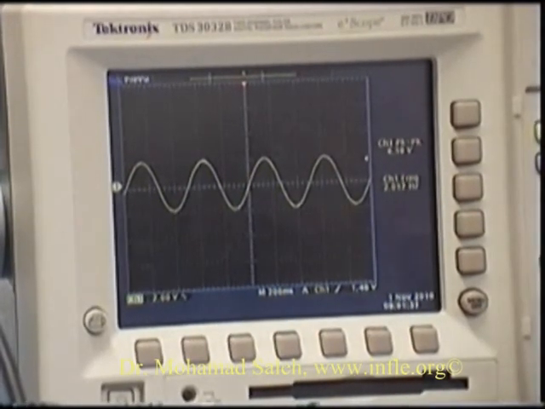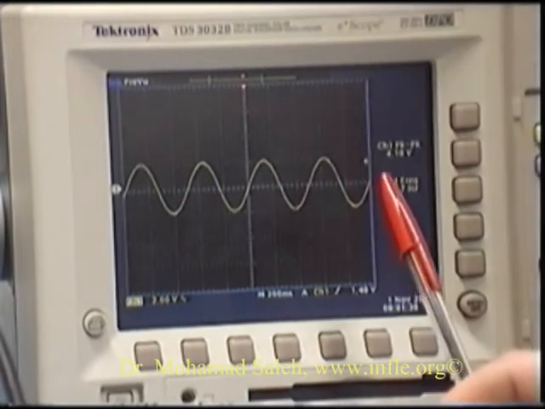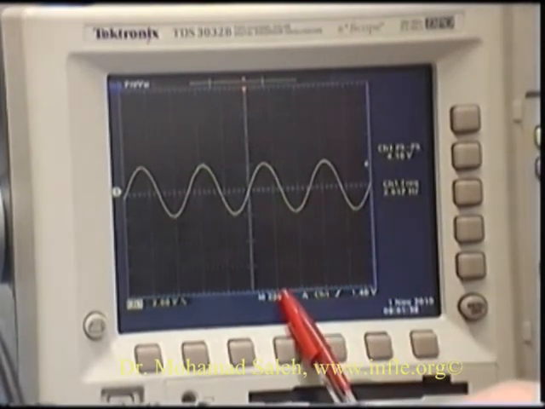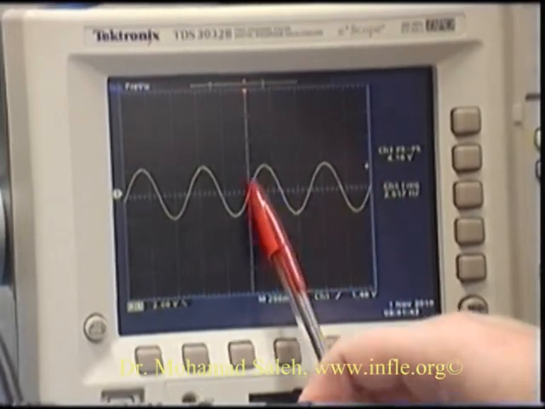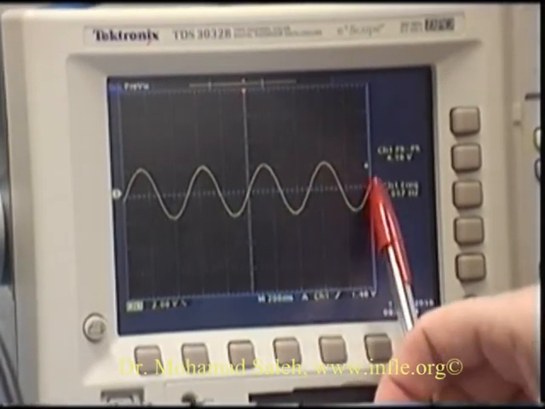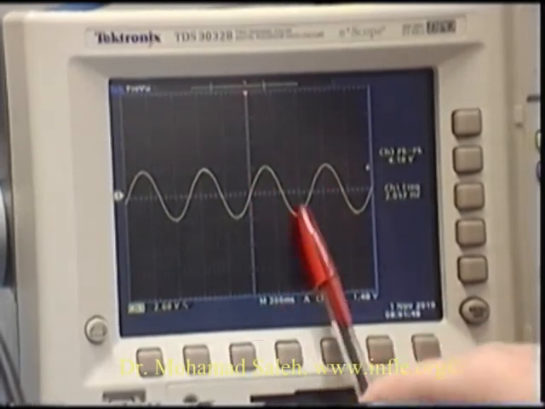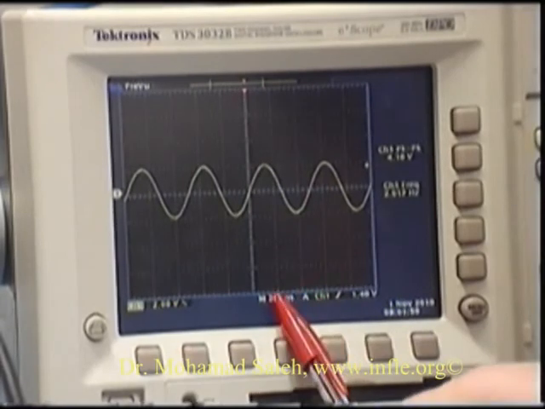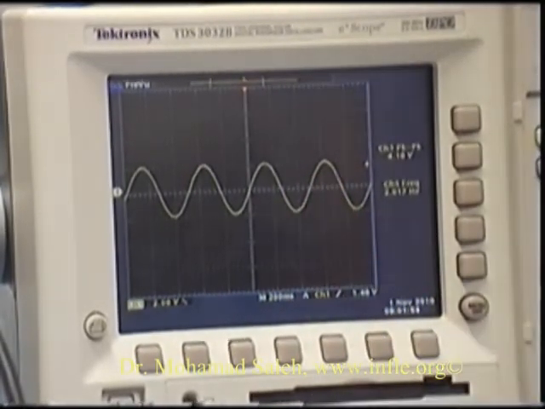is 1 divided by the frequency. And the frequency is 2 Hz. So in 1 second, or 5 boxes, because it's 5 times 200 milliseconds, 1, 2, 3, 4, 5, we can see that the signal repeats itself once and twice. So the time it takes to complete 1 full revolution, which is from this point to this point, is 2.5 times 200 milliseconds, or 500 milliseconds. Alright?